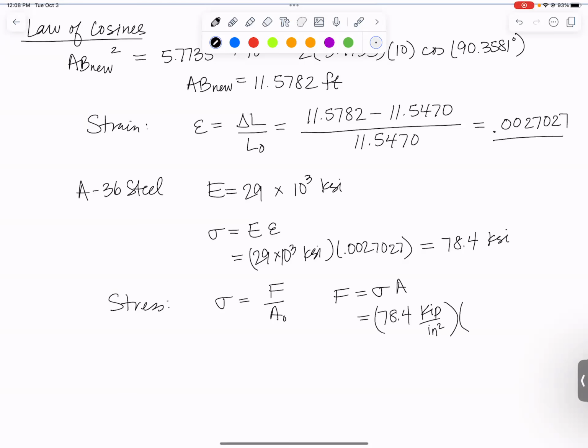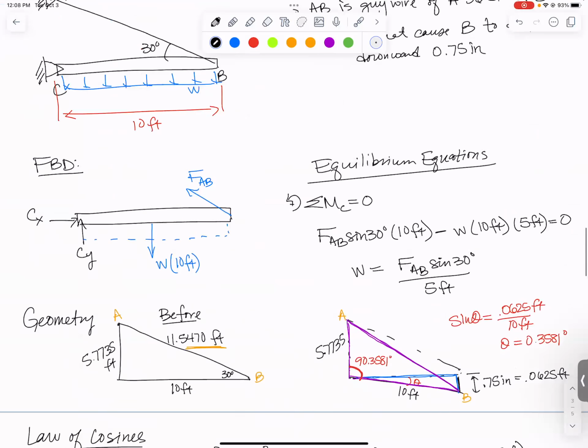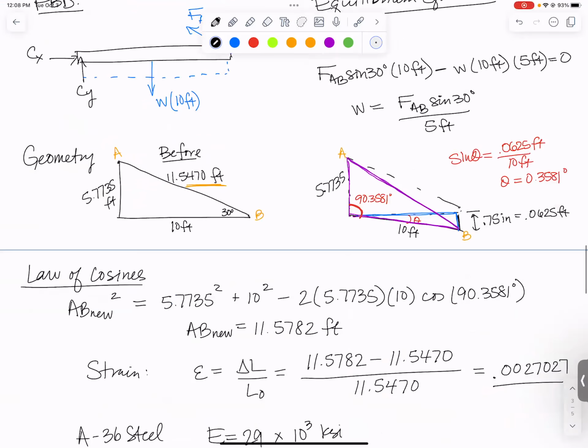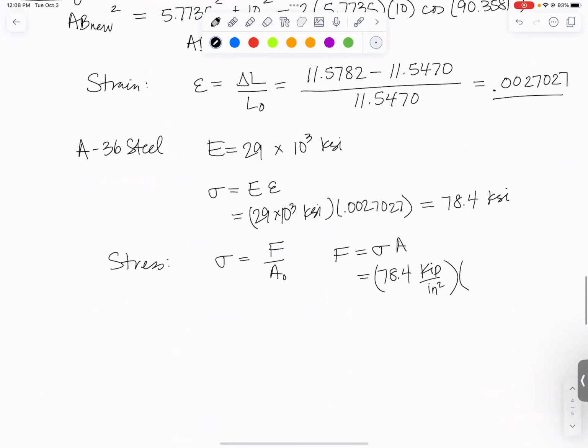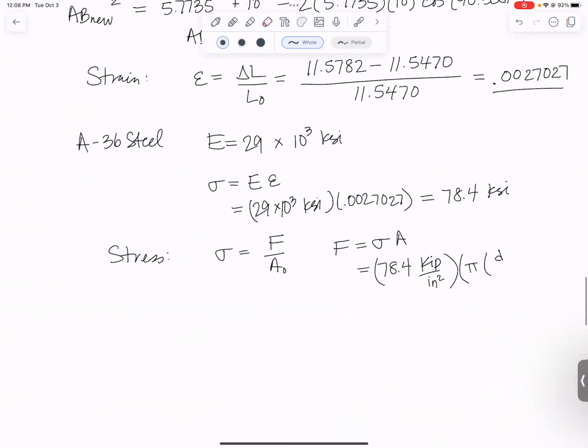And then my area, I believe they gave us a diameter, right? It says the guy wire is a 0.2 inch diameter. So area will be pi radius squared. So diameter, you put in the diameter, 0.2 inches, you divide that by 2 to get radius, and then square that. And if I multiply all of that out correctly, I get 2.462 kips.